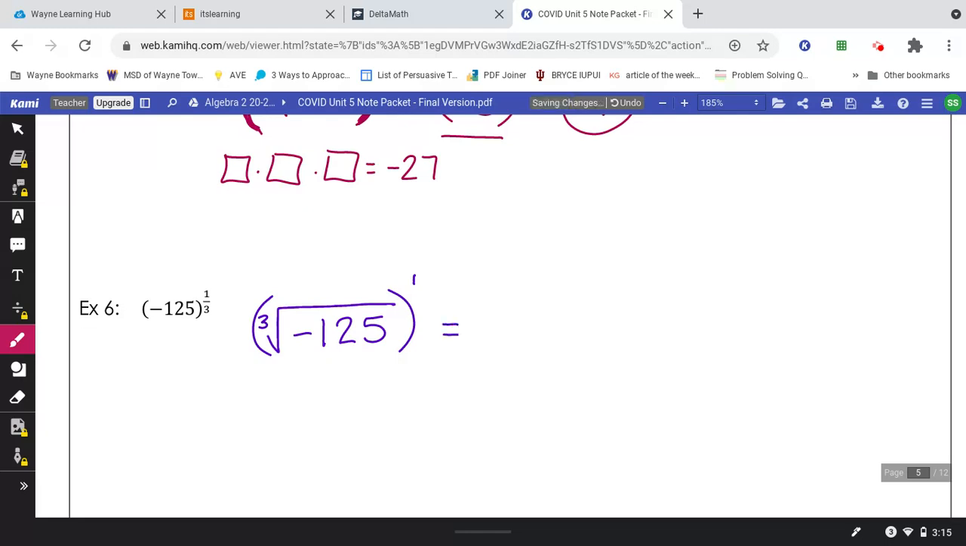And then again, in your head, you're thinking, what number times itself 3 times gets me negative 125? That's going to be negative 5. Keep that parenthesis. We just bring over the 1 that we haven't used yet. And negative 5 to the first power is just negative 5.